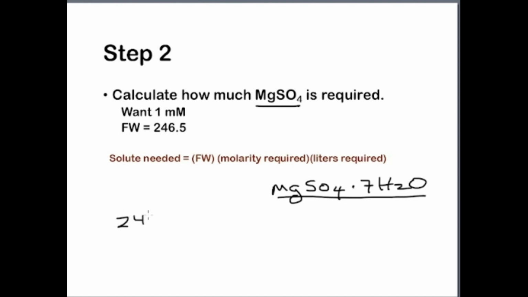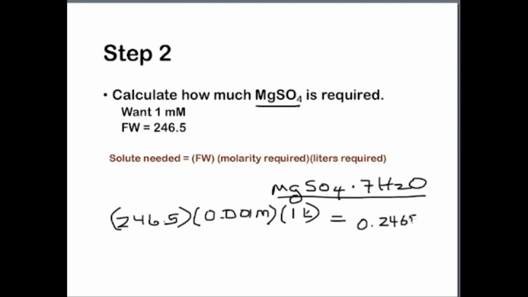So we have 246.5, and this time I'm not going to show you the units, but they are there, times the molarity. Now remember, 1 millimolar is the same as 0.001 molar. It's very important that our units be molar, not millimolar, times 1 liter. And if you do that arithmetic, you are going to come out with 0.2465, and these are grams. Our units are grams. So that's how much we would want of the magnesium sulfate.